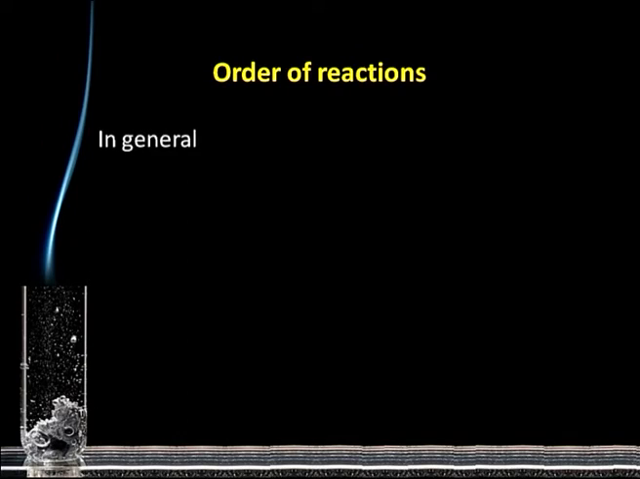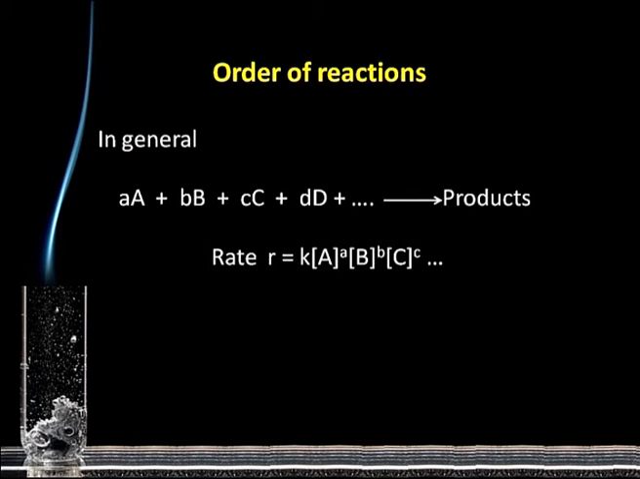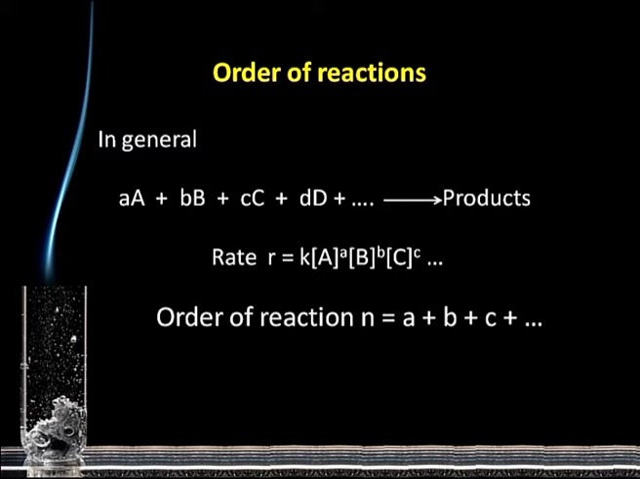Even in the case of third order reactions, there are not many examples, and most of them involve 2 molecules of nitric oxide. Now in general, we can write a moles of A plus b moles of B plus c moles of C plus d moles of D giving you products, the rate r will be equal to k[A]^a[B]^b[C]^c, etc. So that the order of reaction n will be the sum of the powers to which the concentration terms are raised, that is a + b + c, etc.